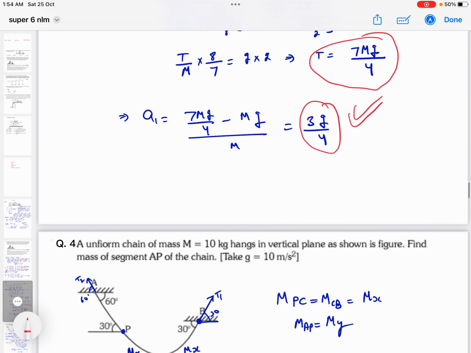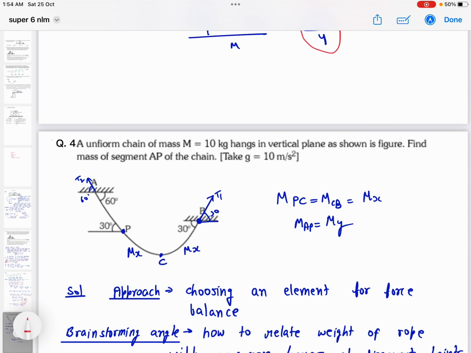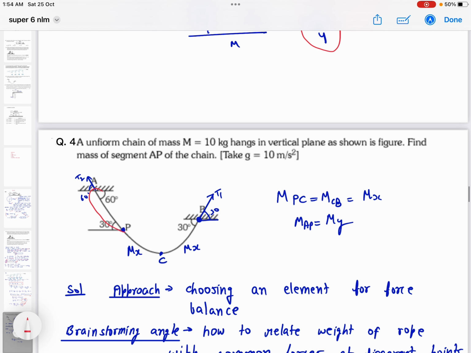Now let's come to question number 4. Again, some part of a string is there, and the mass of a portion of the string is required. The mass of portion AP is required. So obviously the approach here should be that we need to select some element for writing the force equation.